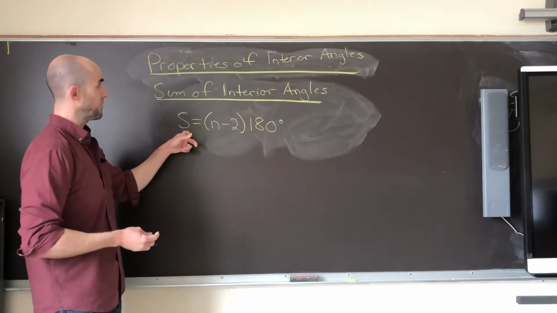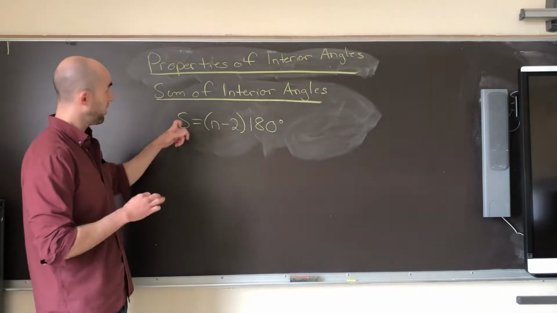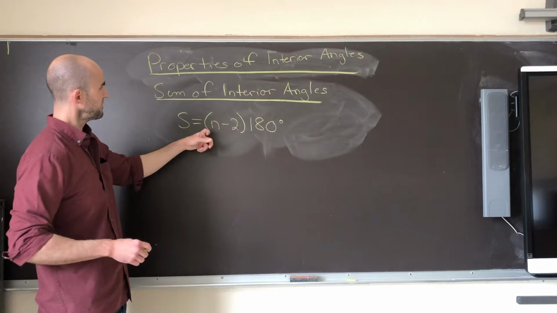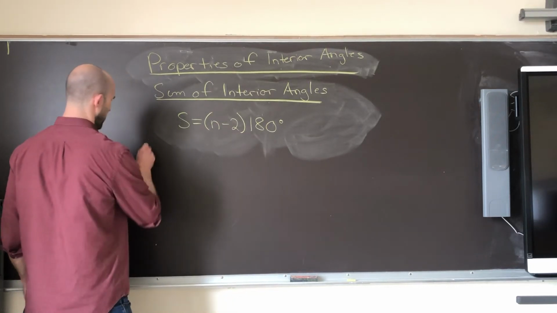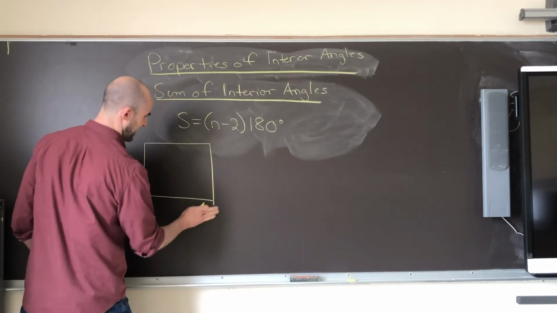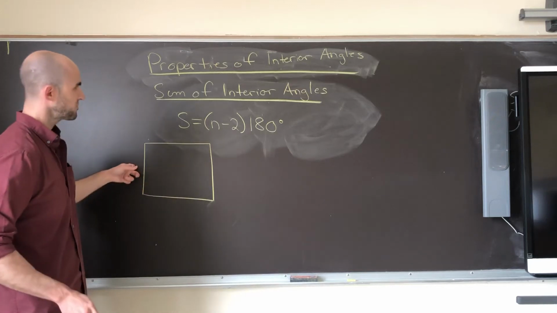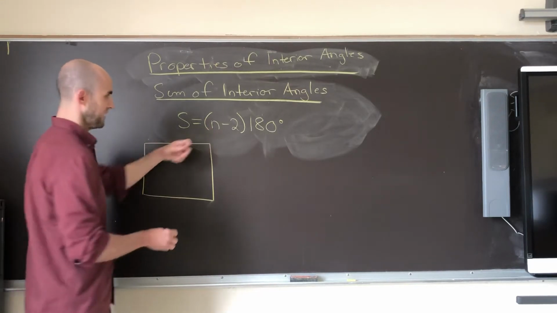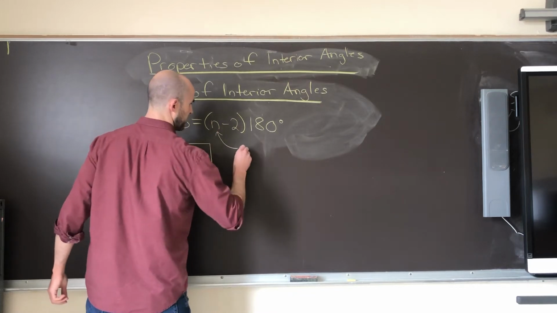So what the S represents, it's the sum. Sum, how much is it all going to add up to? All the interior angles, right? Then we have an N. And I'm going to show you with a quadrilateral, right? Because what a quadrilateral is, it's any figure that has 4 sides, right? 1, 2, 3, 4. What N represents is the number of sides.